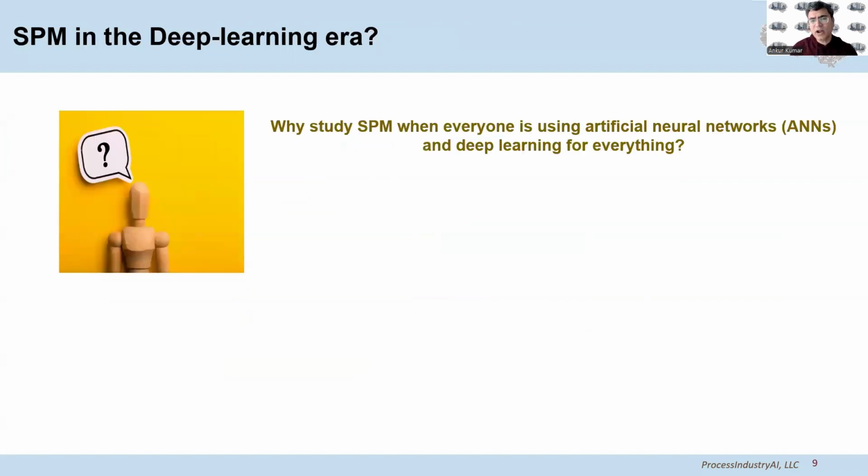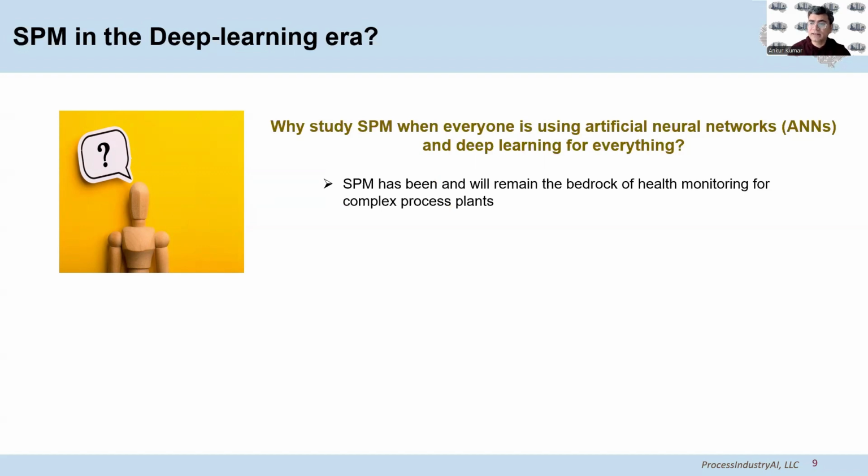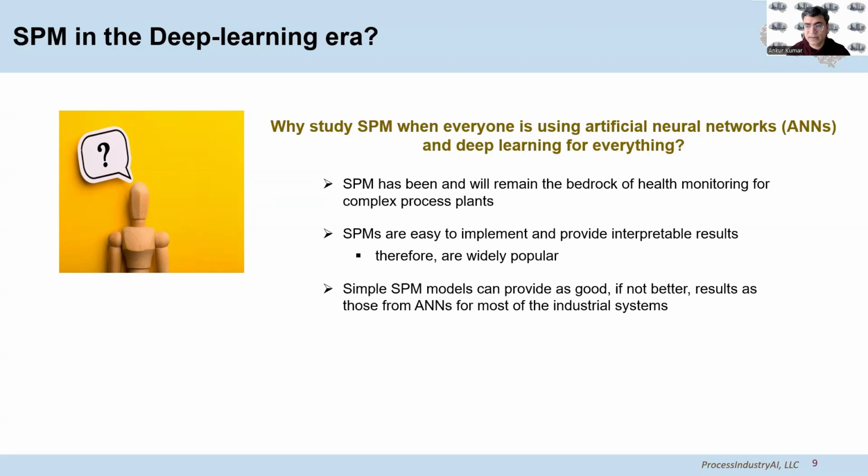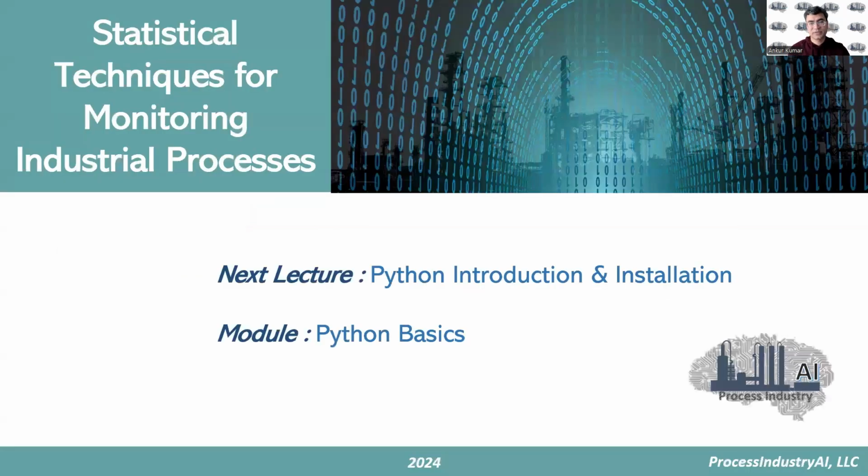All right. Let me now handle one question that might be in the mind of many of you. Why study SPM when everyone is using artificial neural networks and deep learning for everything nowadays? Well, SPM has been and will remain the bedrock of health monitoring for complex process plants. Why? SPM techniques are easy to implement and provide results which are easy to interpret, and therefore are widely popular. Simple SPM models can provide you results as good as, if not better than, those from artificial neural networks for most industrial systems. And this is why we study SPM.